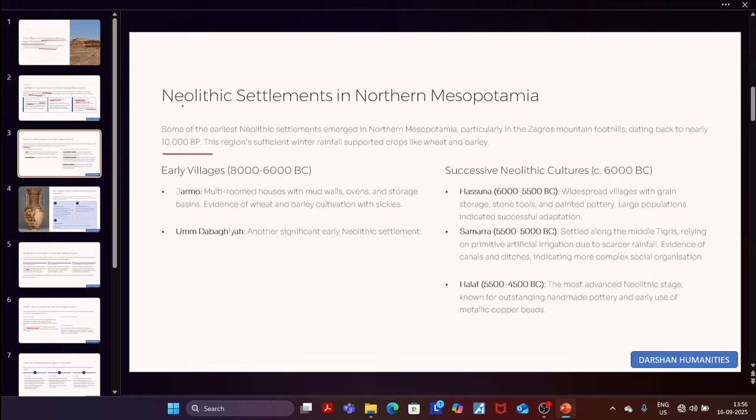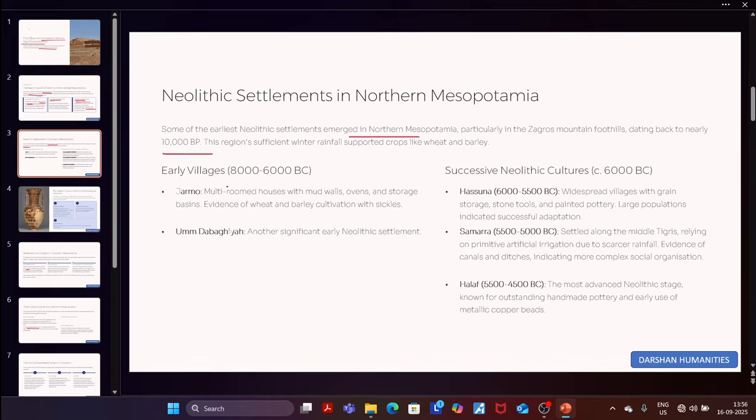Let's look into the Neolithic settlement in northern Mesopotamia, because there are two major geographical areas: northern Mesopotamia and southern Mesopotamia. So the northern Mesopotamia was home to some of the earliest Neolithic settlements, with evidence of food production dating back nearly 10,000 BP, before present, in the Zagros mountain foothills. In these regions, sufficient winter rainfall supported the cultivation of crops like wheat and barley without the need for irrigation.